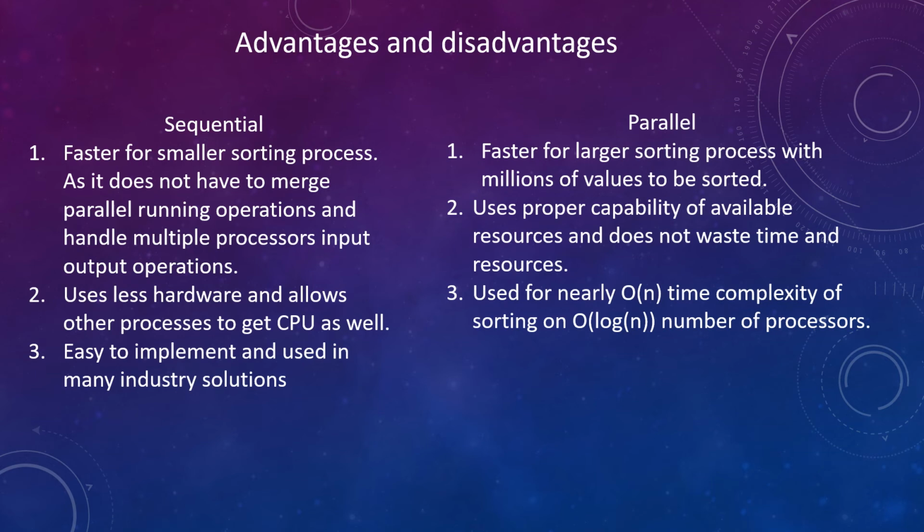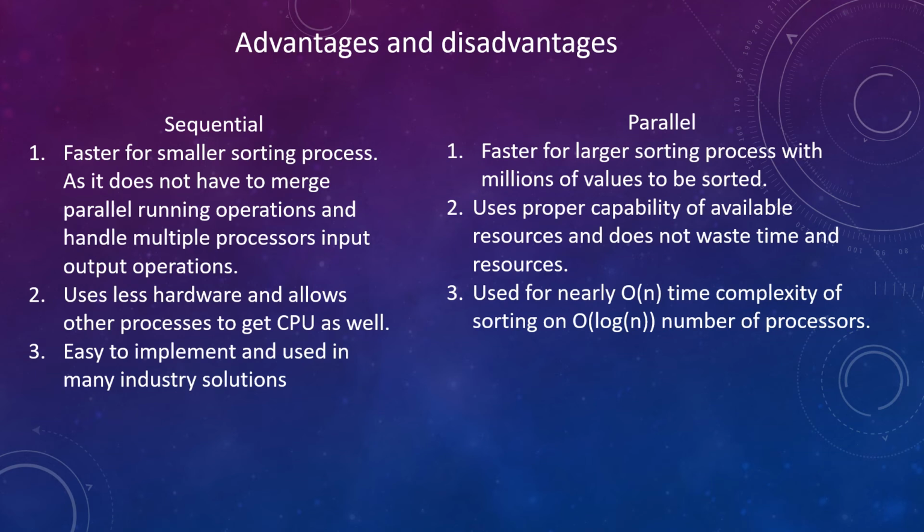Parallel is faster for larger sorting processes with millions of values to be sorted, but it is slower for smaller ones. Therefore, you have to see what kind of data set you're using it on, and not use it just anywhere just because you have the option to do so.